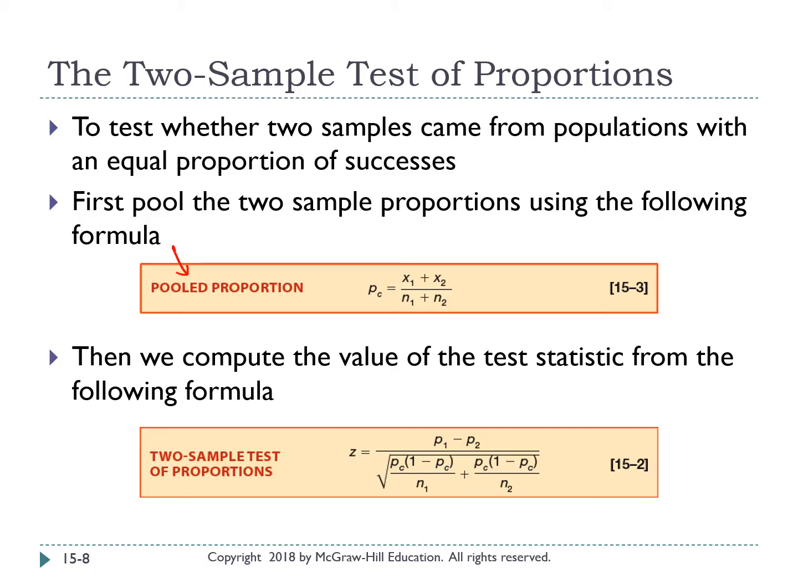You have PC or combined proportion equals x1 plus x2 over n1 plus n2. So x1 is just your observation and n1 is your sample. Then you can just plug this combined proportion formula into the Z formula. So what is the Z formula for two sample tests of proportion? You have Z equals P1 minus P2, where P is just the proportion, which is x over n, over square root of PC, your combined proportion, multiplied by 1 minus PC over n1, plus PC multiplied by 1 minus PC over n2.